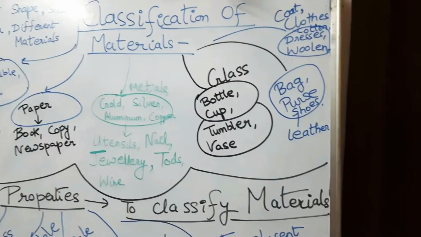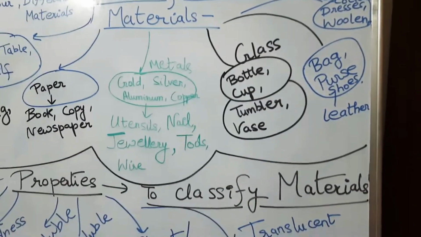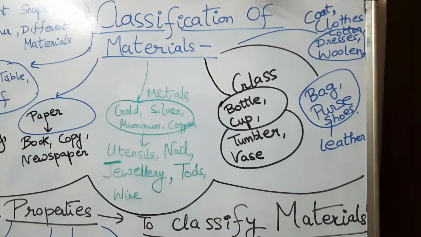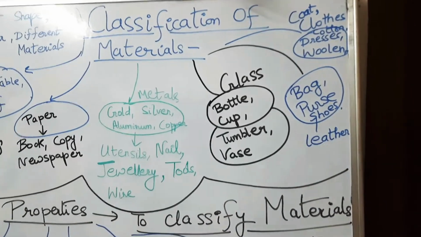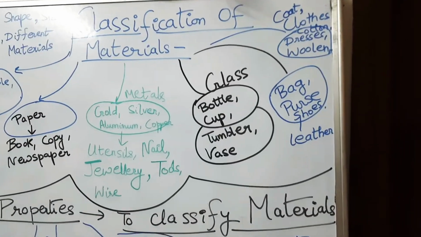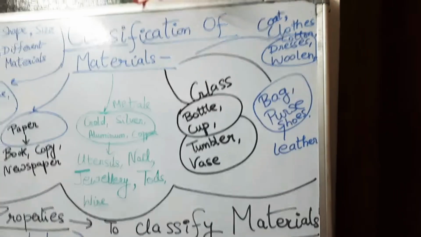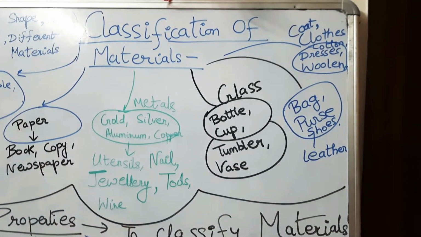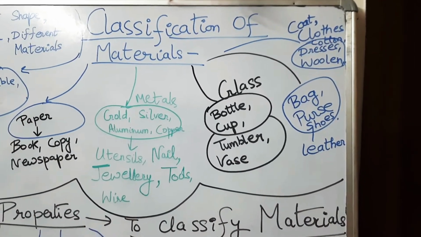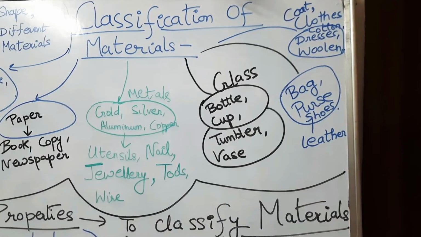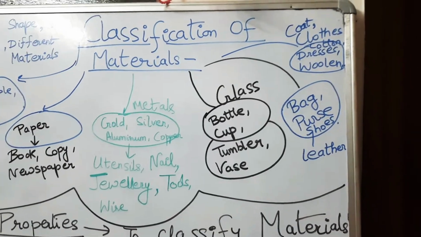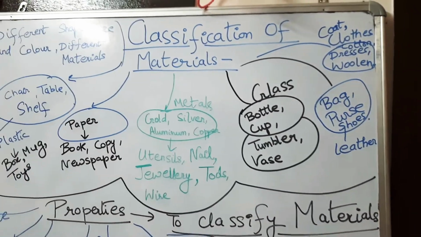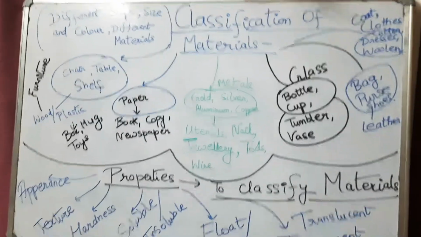Then there are leather bags, leather purse, leather shoes. Okay, this leather is also a very good material. Then come the clothes. So clothes are natural and synthetic. Clothes like cotton, woolen, these are from natural sources. Acrylic, nylon are from synthetic sources, and coat, etc. So these are the materials. Name some more materials today.